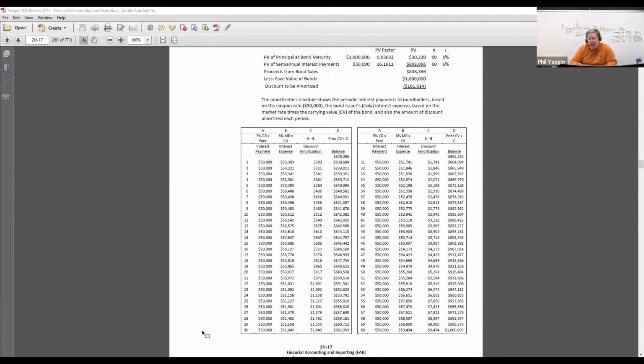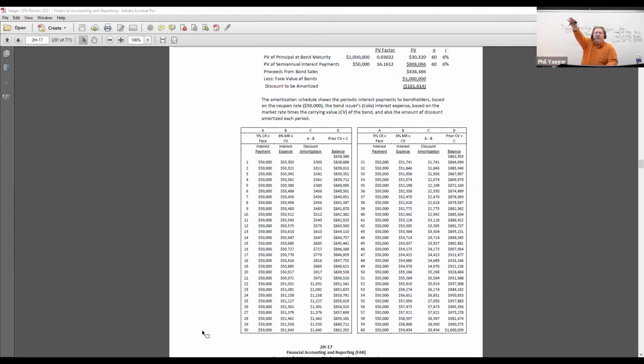And remember, discount amortization increases interest expense. Do you see that? Yes. So the total amortization amount is this. You take the interest expense minus the interest payment, and that will give you the discount amortization, $303. Do you see that? Yes.